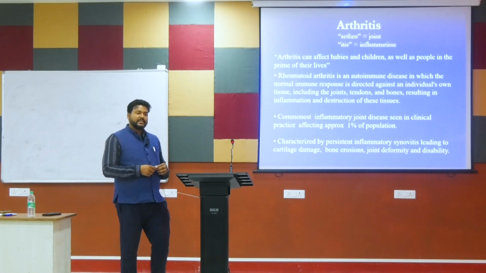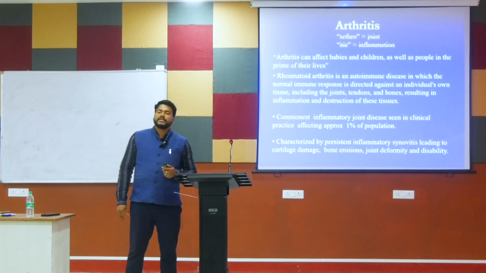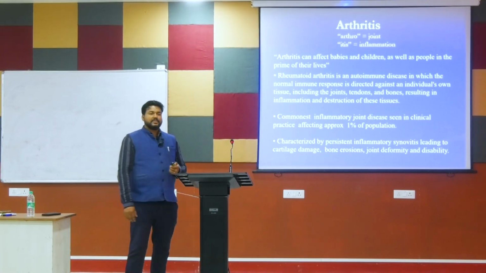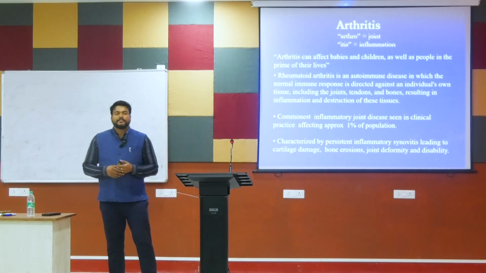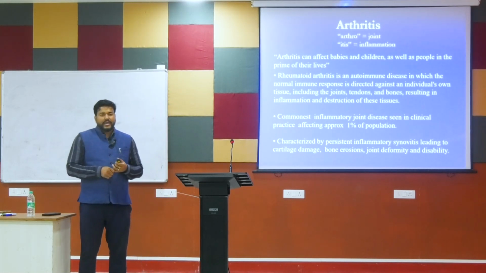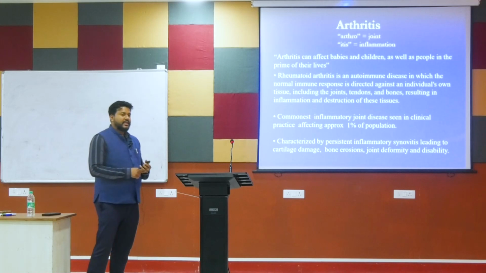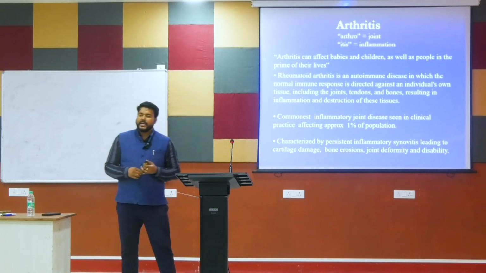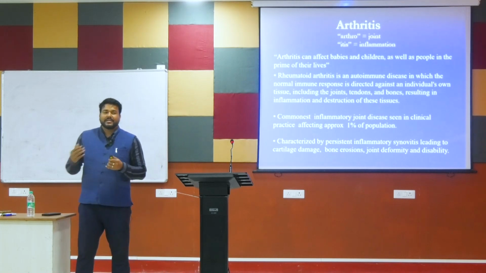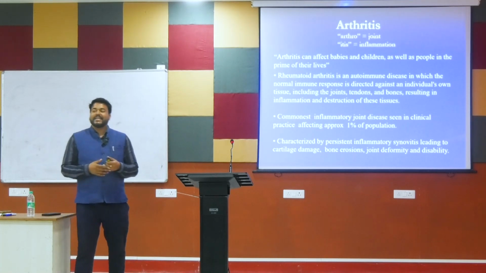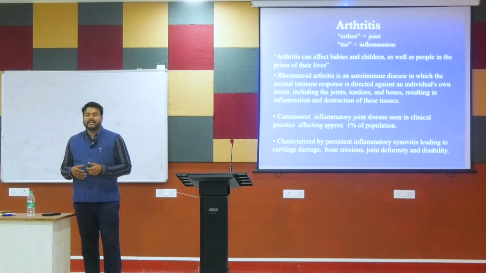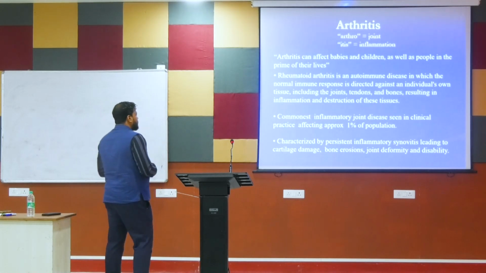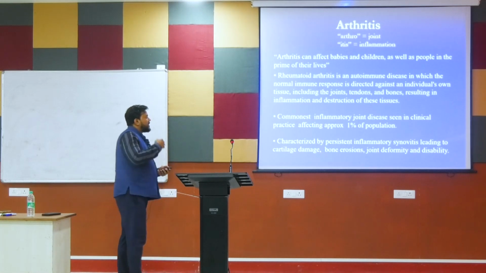Can you name some other autoimmune diseases? Yes, myasthenia gravis. Then vasculitis, that includes polyarteritis nodosa, Wegener's granulomatosis. Anything? Very important. SLE, systemic lupus erythematosus. You will learn later.